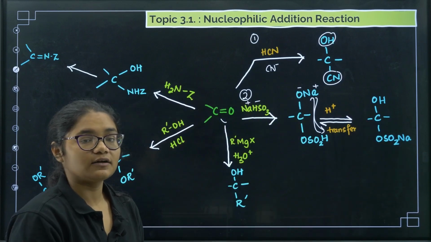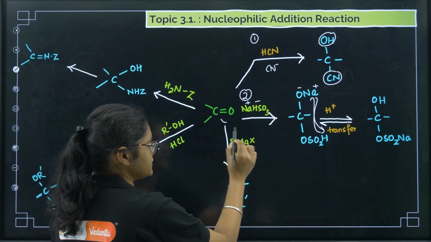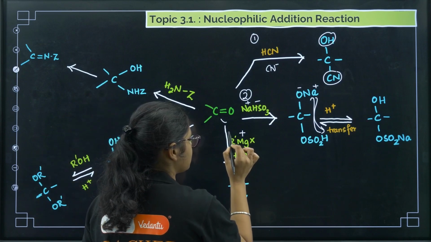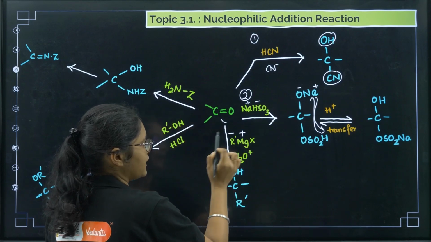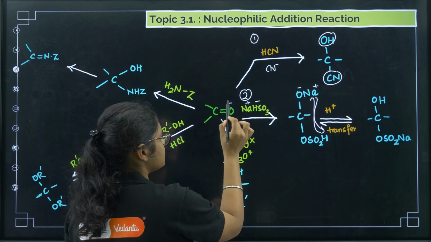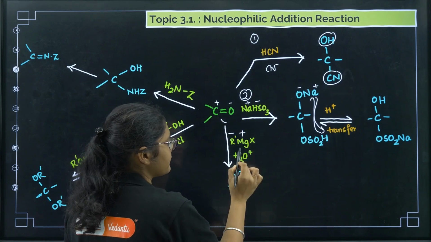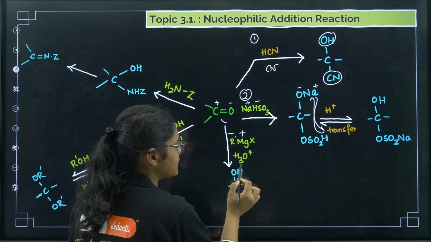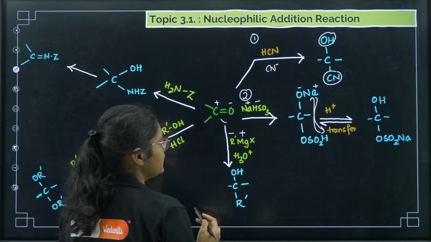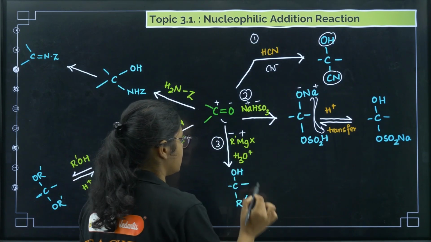Next, the third one is addition of Grignard reagent. Here the reagent is RMgX, giving R minus and MgX plus. Again, this bond, this is minus, this is plus. So C will take R, O will take MgX, and then there will be hydrolysis. This OMgX gets converted to OH, right? So this is your third one, addition of Grignard reagent.